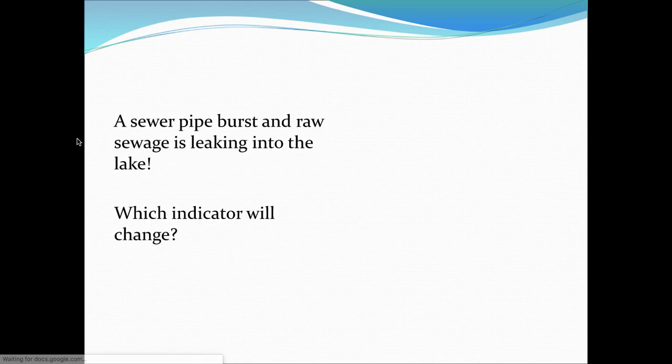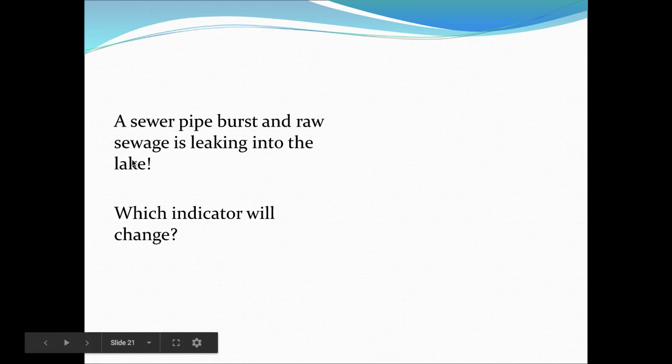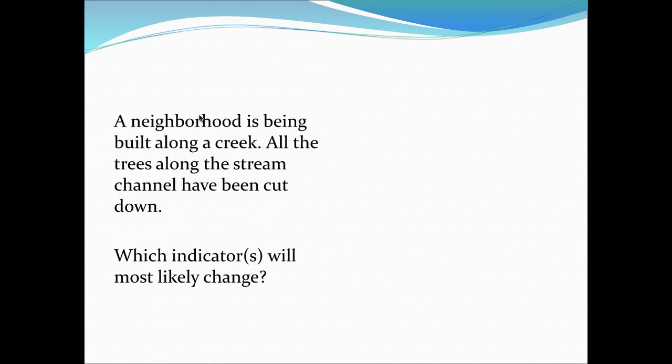Oh, it doesn't say. Oh, I'm sorry. You have to listen to me. If a sewer pipe burst, the things that are most likely going to change: turbidity, because stuff is in the water now, it's cloudy, and dissolved oxygen. The bacteria in the sewage is going to take up the oxygen. So probably those two. A neighborhood is being built along a creek.